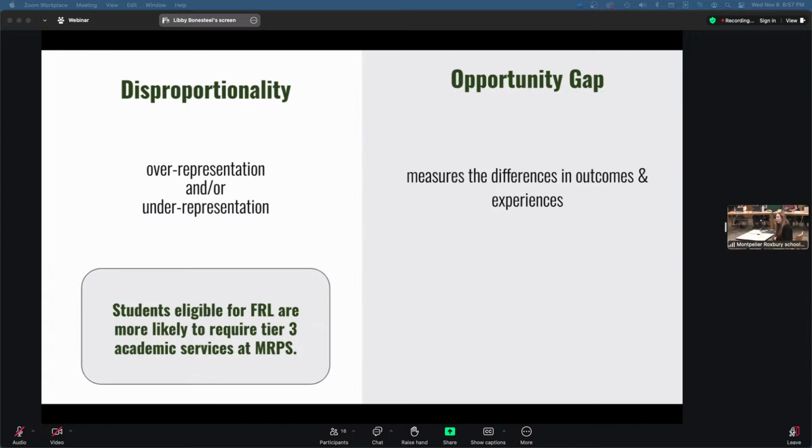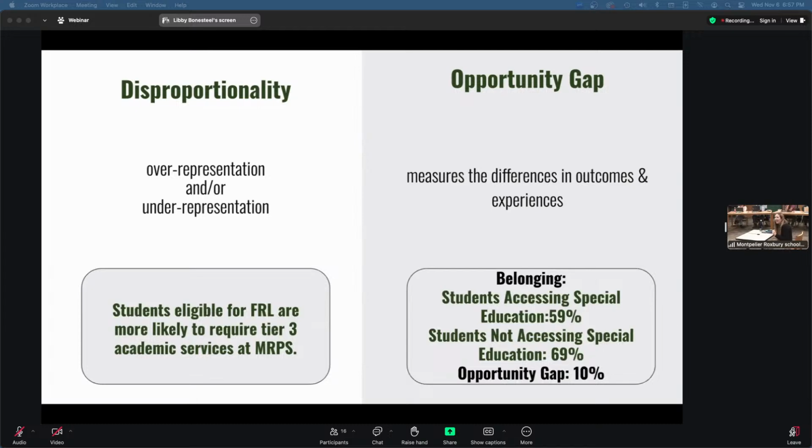And versus the opportunity gap, which is one way to measure the differences in outcomes. And again, I provided an example, if you want to click one more time. This helps measure the differences between particular demographics or lived experiences. So for example, belonging across our district: for students accessing special education, 59% of those students report high levels of belonging in our district, versus students who don't access special education, 69% of students report high levels of belonging, district-wide. So our opportunity gap in that is 10%. And again, we use the term opportunity gap versus something like the achievement gap because it makes sure that we're continuing to look for root causes. We're thinking about our system rather than blaming the individual student for not being able to feel, in this case, that they belong within our system.